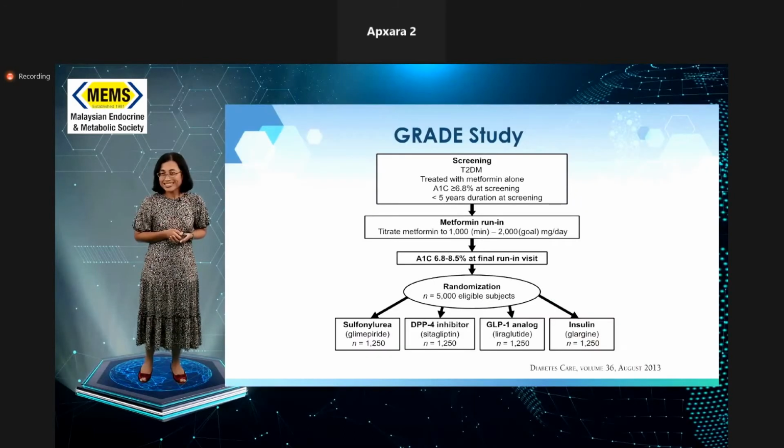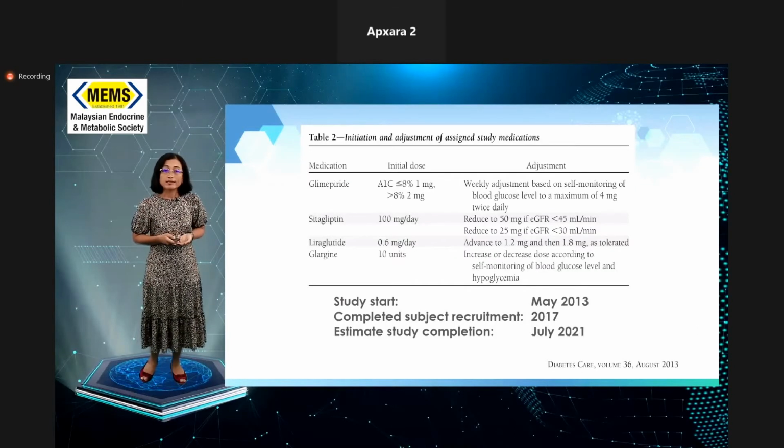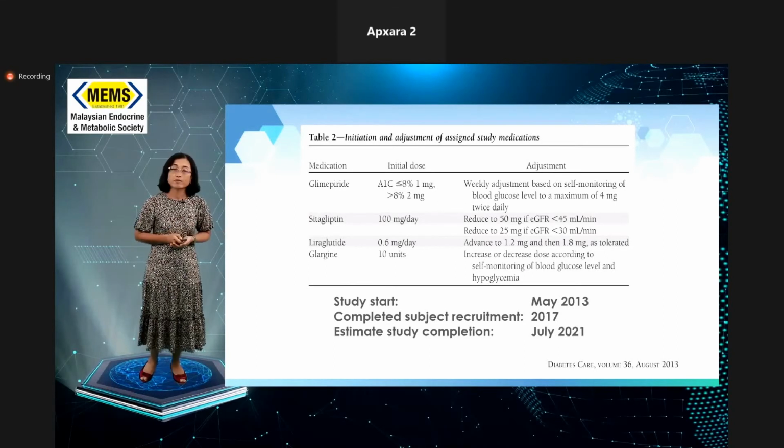The GRADE study is very interesting and it's still in progress. It is a study which recruited patients on metformin monotherapy of less than 5 years duration and looked at different add-on therapies, whether it be sulfonylurea, a DPP-4 inhibitor, a GLP-1 receptor analog, or in fact basal insulin. The GRADE trial will complete in July 2021 and will then be able to tell us which is probably the best combination or add-on therapy after metformin in patients with early diabetes.